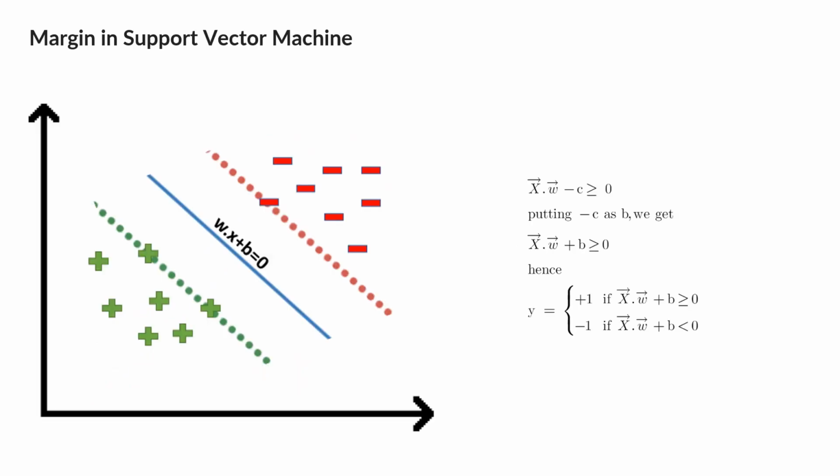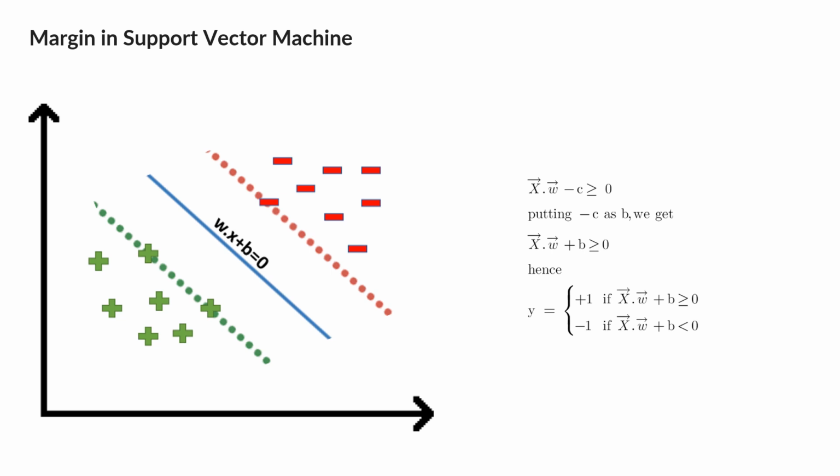We all know the equation of a hyperplane is w.x plus b equals 0, where w is a vector normal to the hyperplane and b is an offset. To classify a point as negative or positive, we need to define a decision rule. We can define the decision rule as: if the value of w.x plus b is greater than 0, then it is a positive point, otherwise it is a negative point.